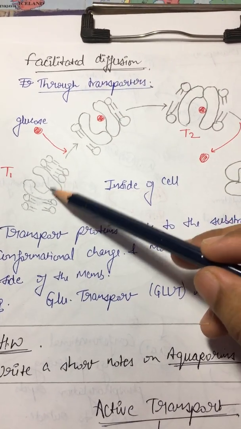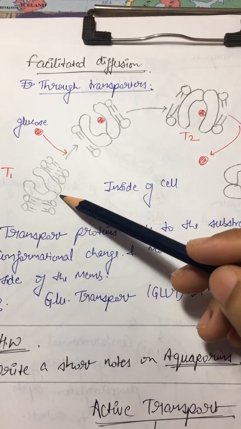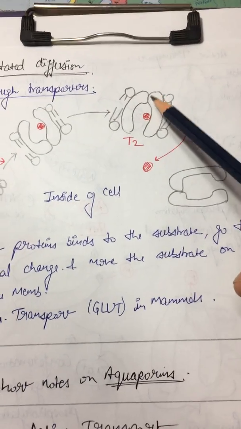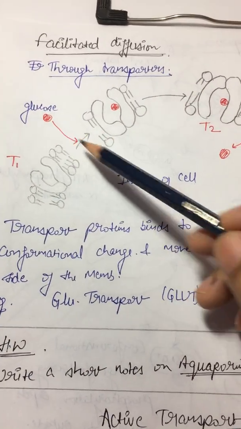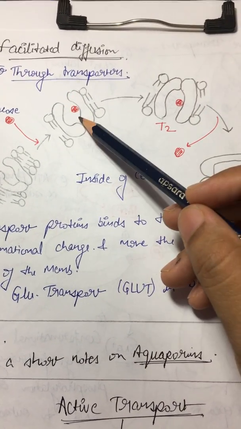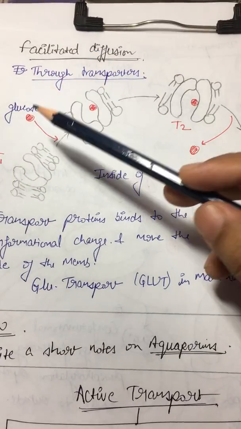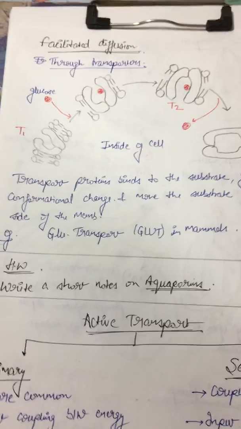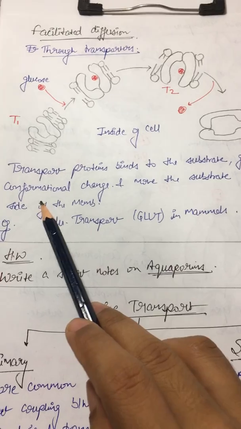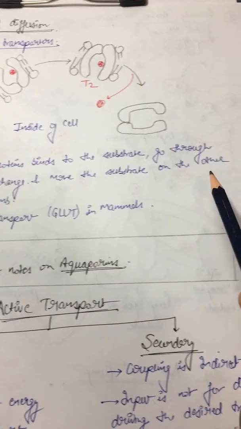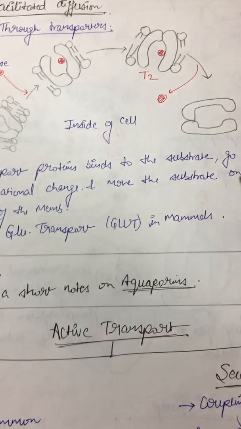This is a transport protein in conformation 1, where it is open from outside and closed from inside. In the T2 structure, it is closed from outside and open from inside. So the glucose will bind to the transport protein, and it will cause a change in the structure of the transport protein, which will allow the intake of glucose from outside to inside. So the transport protein binds to the substrate, goes through conformational change and moves the substrate to the other side of the membrane. For example, glucose transport in mammals.